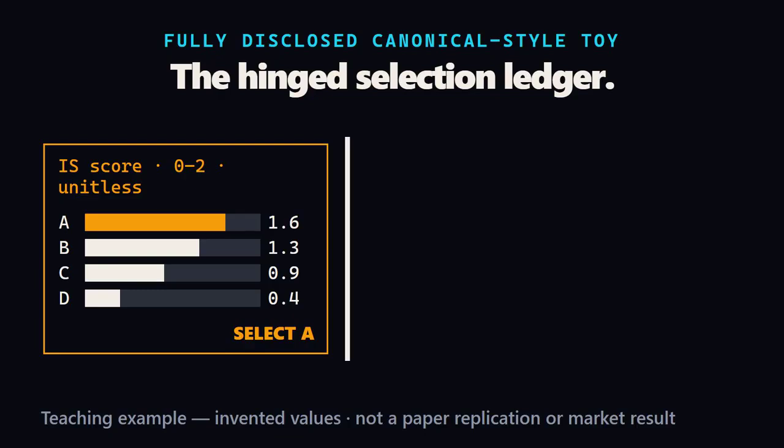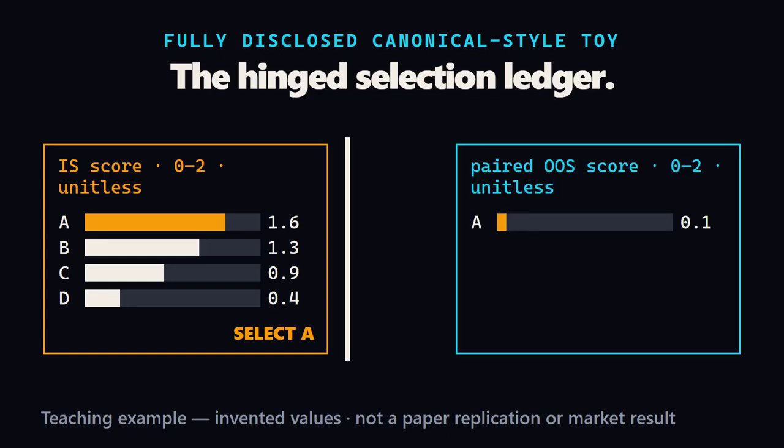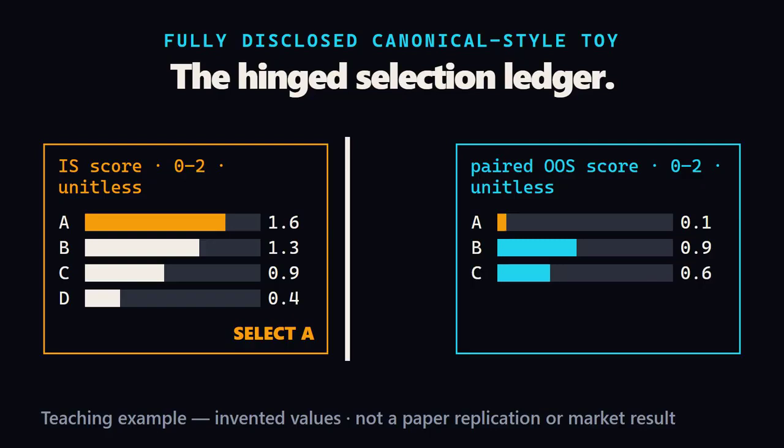Across 6 toy half splits, OOS ranks are 1, 2, 3, 4, 2, 1. Put 4 logits at or below 0. Illustrative PBO equals 4/6, or 0.667. Unitless teaching values, not a paper replication or market result.